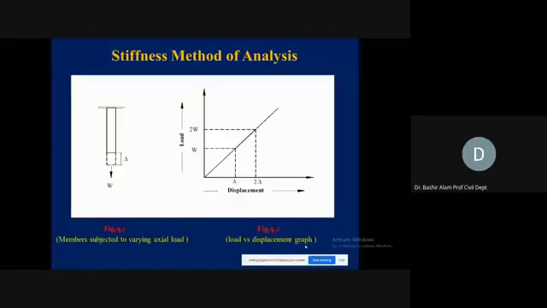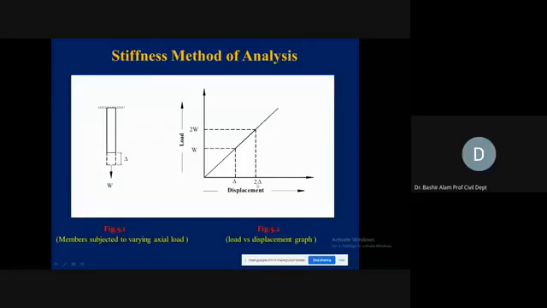Now if we come to the next slide, on the left side you see an axial member, axially loaded with W. As W increases, the delta increases. How do we show it on the graph? Along the x-axis, we draw the displacement. Along the y-axis, we draw the W. At W, we have delta displacement, but when it is 2W, it becomes 2 delta.